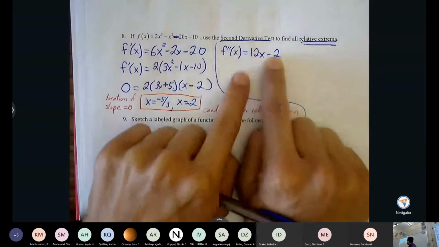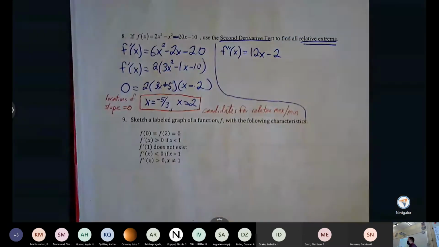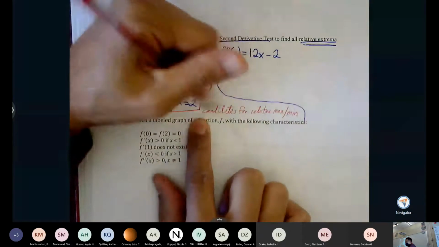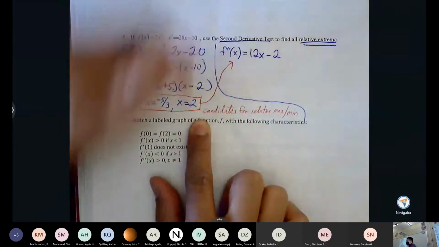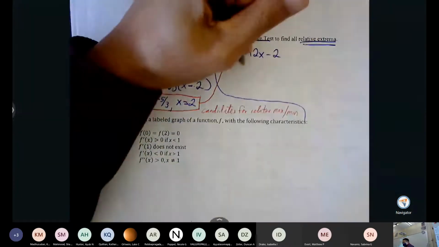All right, careful with our next step, right? We're not going to set this equal to 0. If we set this equal to 0, then we're looking for something else. Then we're looking for points of inflection. But we're going to take these critical points and put them in here. Okay, so f double prime of negative 5/3.